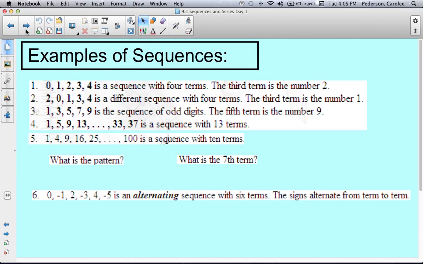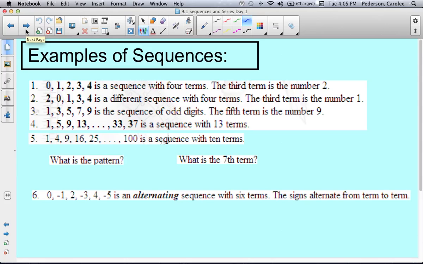The third example is 1, 3, 5, 7, 9. This is what we call an arithmetic sequence, which we will talk about later. It has a pattern of odd digits. The fourth example: 1, 5, 9, 13, ..., 33, 37. Those dots represent missing terms.